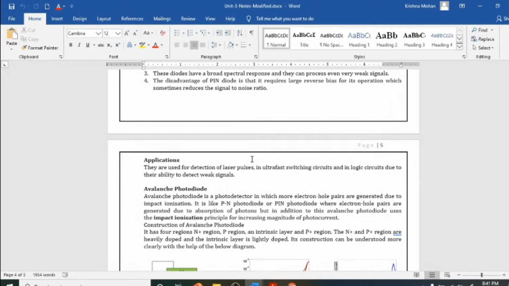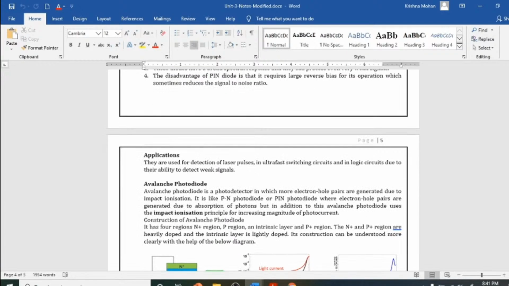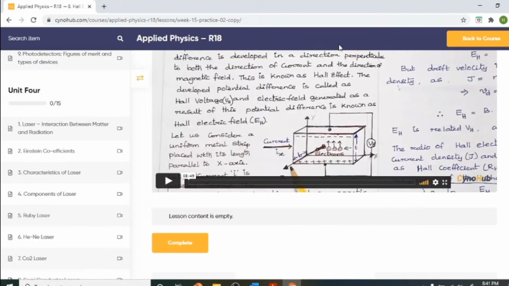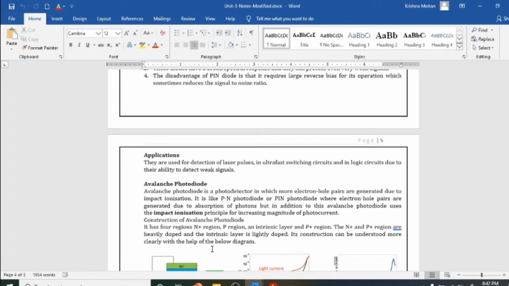But if you prefer to have a very small unit, shall I close this one? Yeah, I would. Okay.